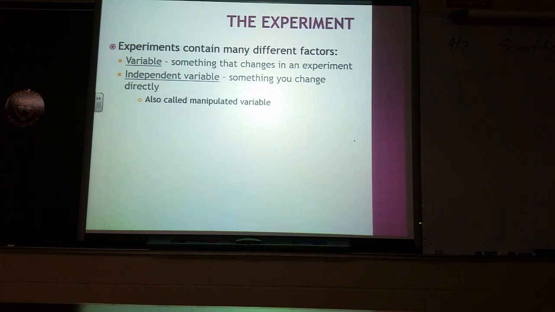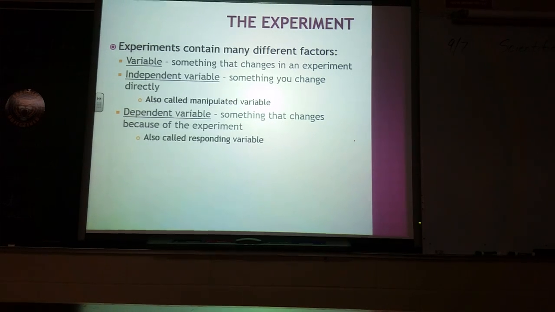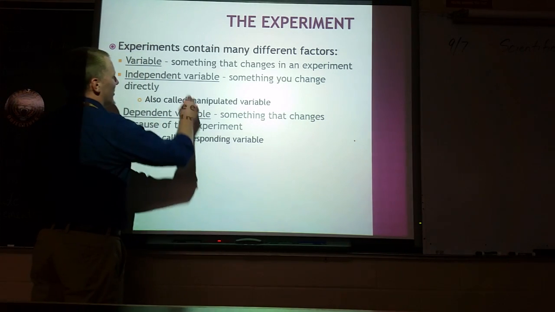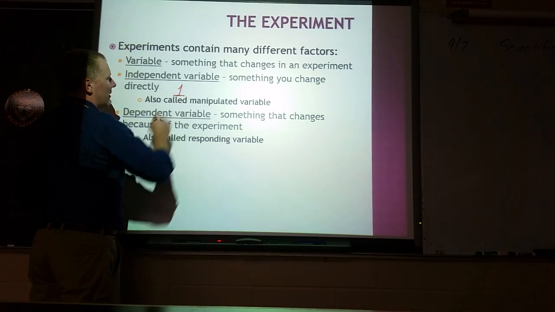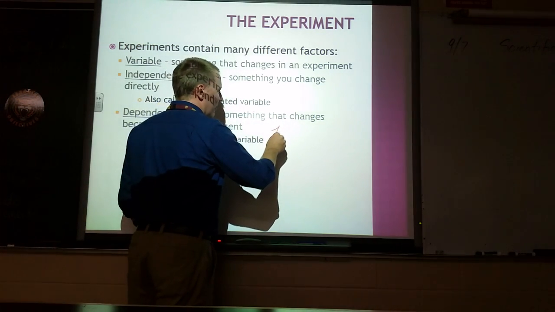Probably predictably then, if we have an independent variable, we'll also have a dependent variable. This is something that changes because of the experiment. So we change the independent variable and see how it affects the dependent variable, and sometimes we call this the responding variable. Now in any experiment, we'll only ever have one independent variable. Very often we'll only have one dependent variable.